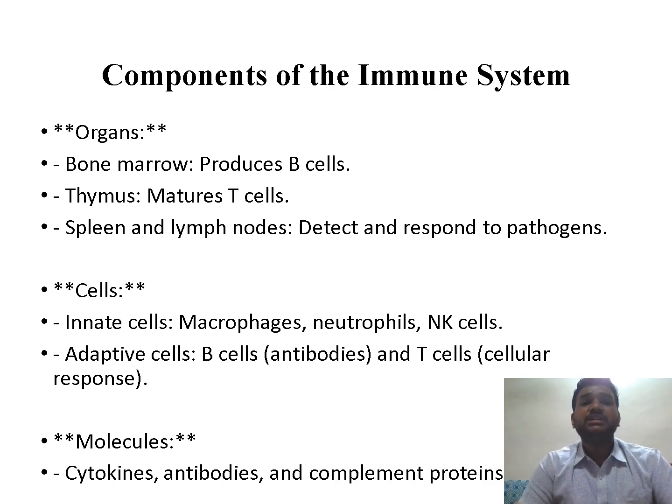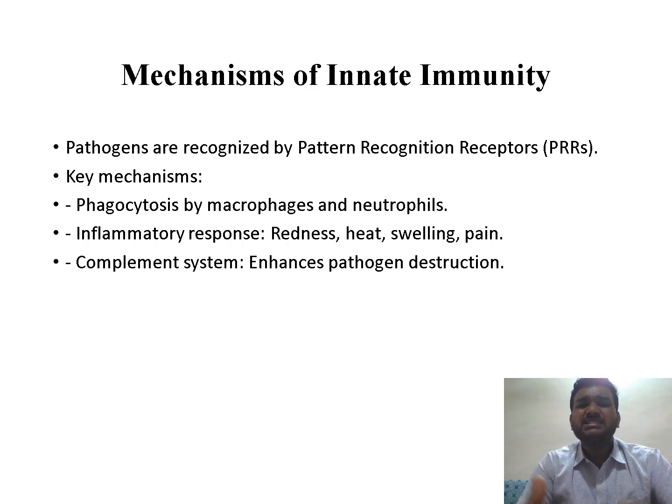Here we could see the components of the immune system, as mentioned, the cells and so on. Now let's understand in depth the mechanisms of innate and acquired immunity. The innate immunity is composed of barriers, that is the skin, mucosal surfaces, and chemicals like antimicrobial enzymes, acidic pH, and the biological barriers that prevent pathogen entry.